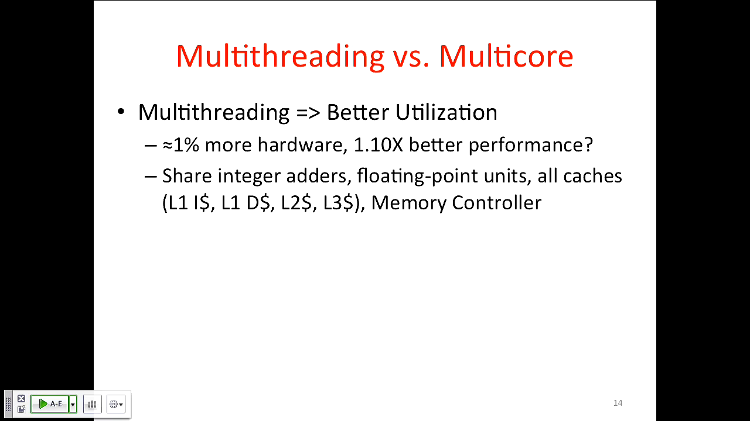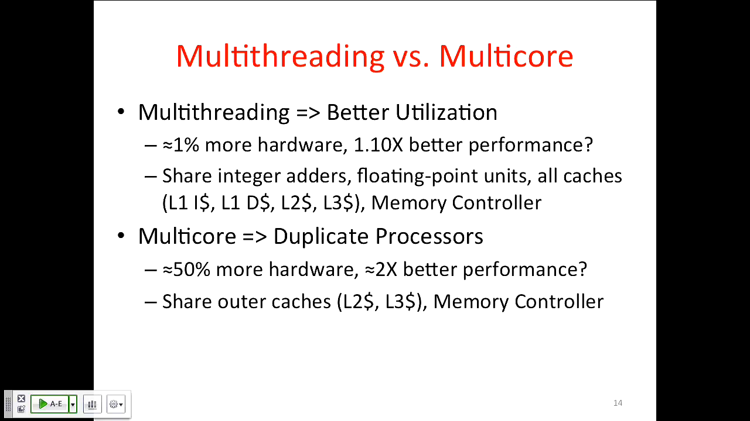So just to reiterate the difference, with multi-threading the goal is to get better utilization. We only take a few percent more, a bit more than 1%, more like 5% or something more hardware. But you may get 10 or 20% better performance, 1.1, 1.2 times better throughput for a relatively small investment in hardware, because you share all these other components that are there already. Multi-core, you actually duplicate the entire processor.